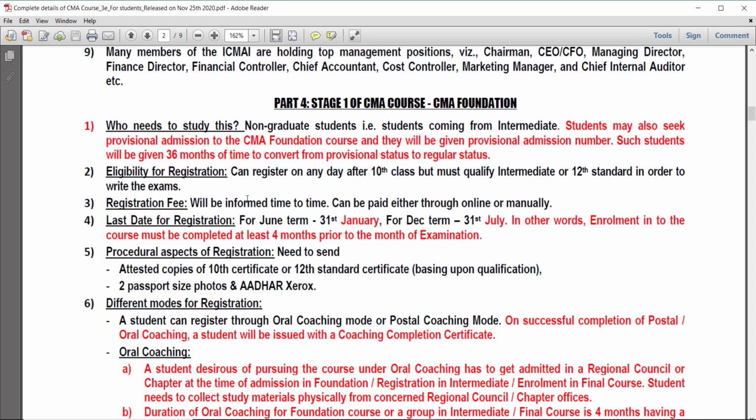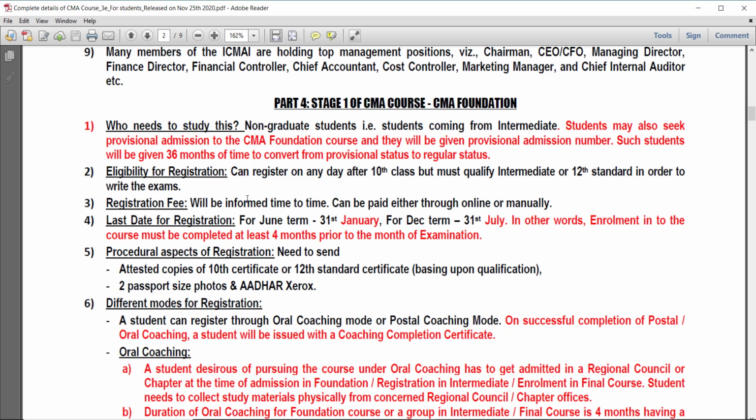And if you are planning to attempt December exams, then the last date of registration is July 31st. In simple words, enrollment into the particular course must be completed at least 4 months prior to the month of examination. So, examination months are June and December, right?